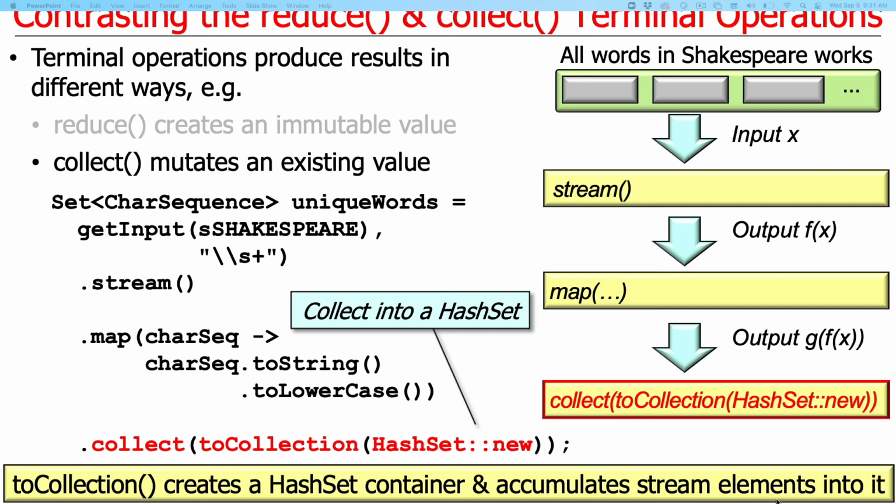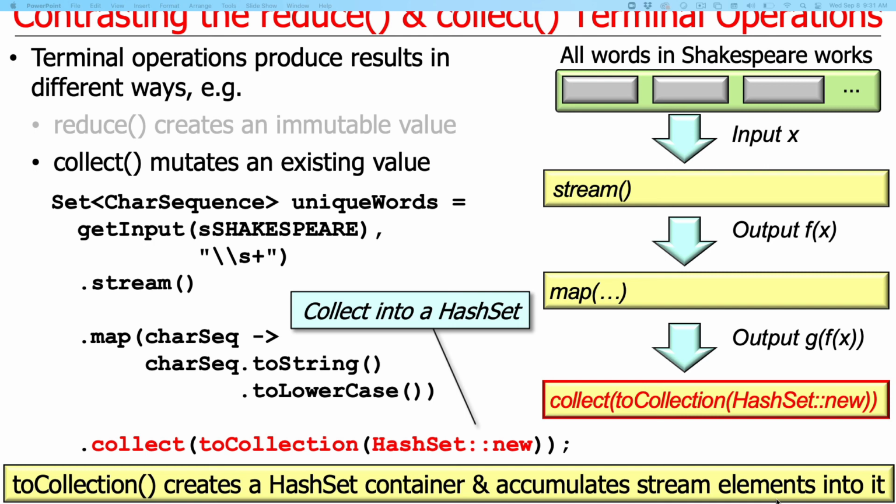Good question. The question is, does the statement that collect mutates an existing value apply to all collections? Yes. When we get to collectors later, you'll see how collectors create something called a mutable result container, which is typically a collection, but it could be something else, like an array list or a hash set or a tree map or whatever, and it collects things into that. So they always mutate existing objects.